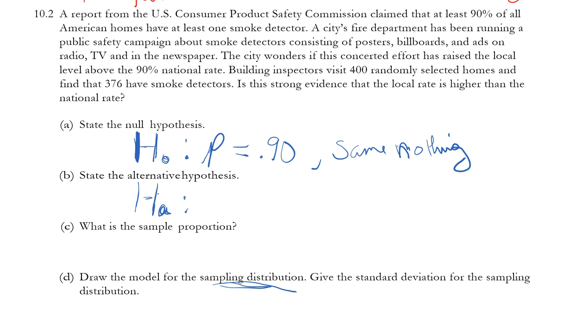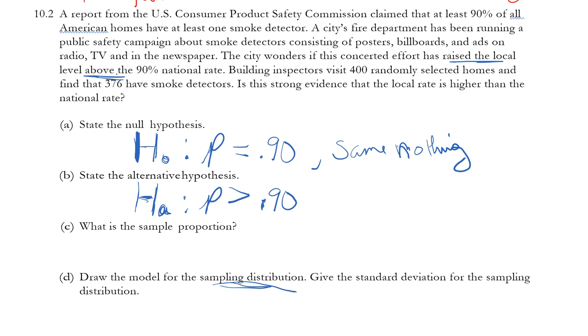Alternatively, you want to say, "Aha, I think there is something going on," or I have a plausible alternative of what I suspect might be happening that I'm researching and trying to decide if it's true or not. And that's that I think the actual proportion for the city is greater than the national average, or it's bigger than 0.90. And when you're looking at your Ha, there's lots of ways these can turn out. This is a greater than specifically because they've actually raised the local level above. There are those keywords telling us that this is going to be a greater than.